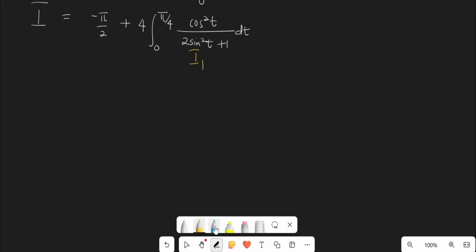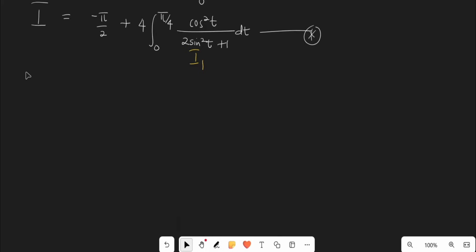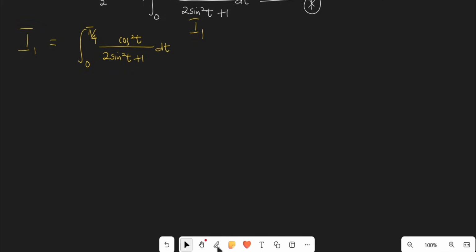Permit me to call this one equation star, because we'll have to come back to it later on. So, equation star, and now we are going to solve I1, which is the integral from 0 to pi over 4 of the cosine square of t divided by 2 sine square of t plus 1 dt. So now let's do a substitution here.